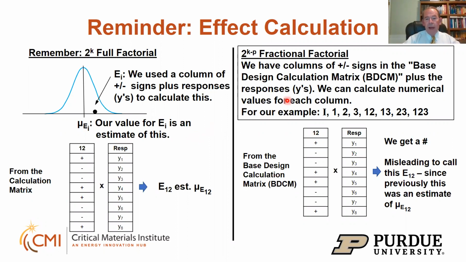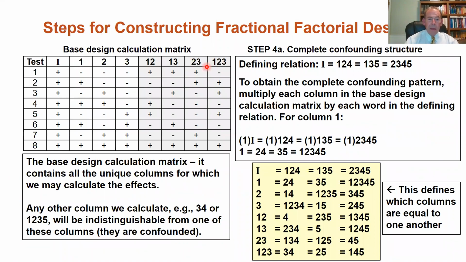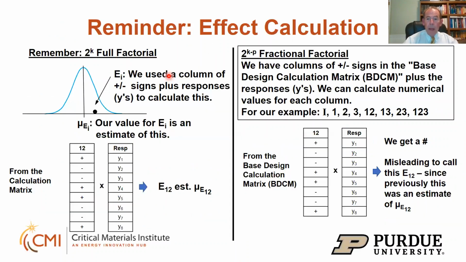So now when we do our fractional factorial, we want to do a similar thing. We want to calculate some effects or whatever we want to call them. We do have columns of plus and minus signs in our base design calculation matrix. Recall that is this thing. We have 8 unique things that we can calculate. We're going to be able to use those signs, apply them to the responses, and we're going to get a number.